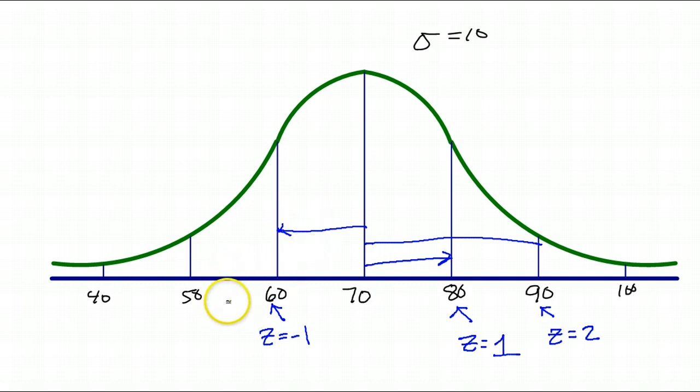Let's say you had a score of 55. Well then you would have a z-score of -1.5, because 55 is 1.5 standard deviations below the mean. So z-score is a number that tells you how many standard deviations you are above or below the mean.